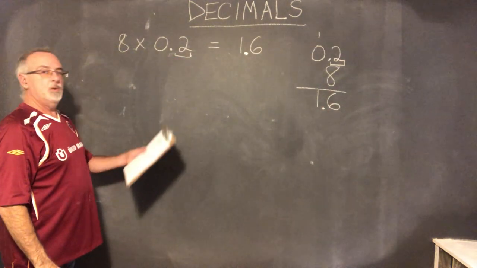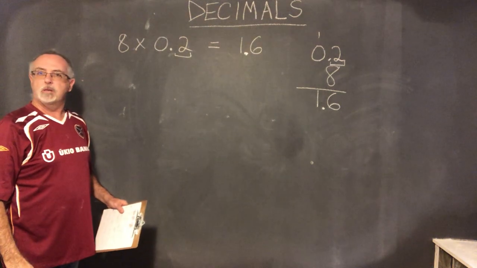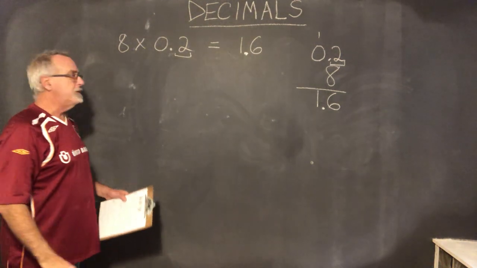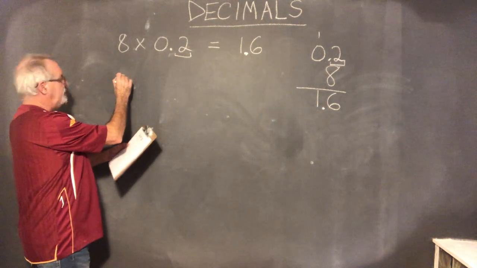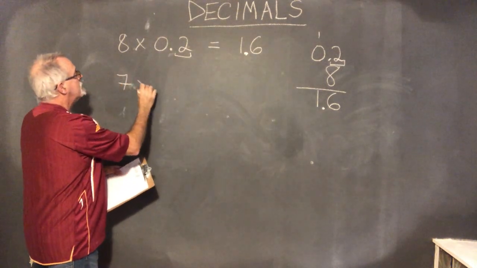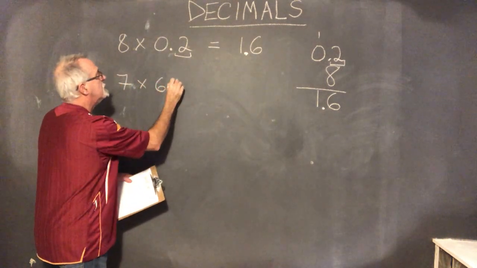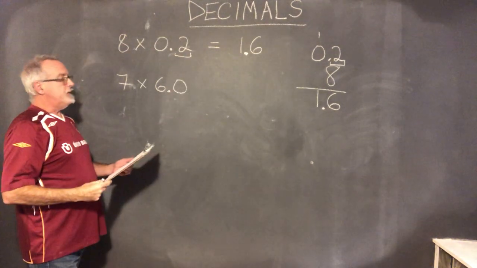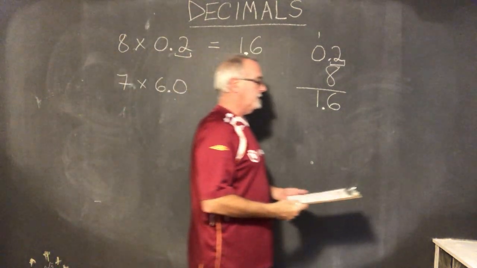Let's do another simple one, and then I'm going to do a quick jog over to the fridge because I forgot to bring some fizzy water. 7 times 6.0. You know what? I'm going to leave that there for you to think about.